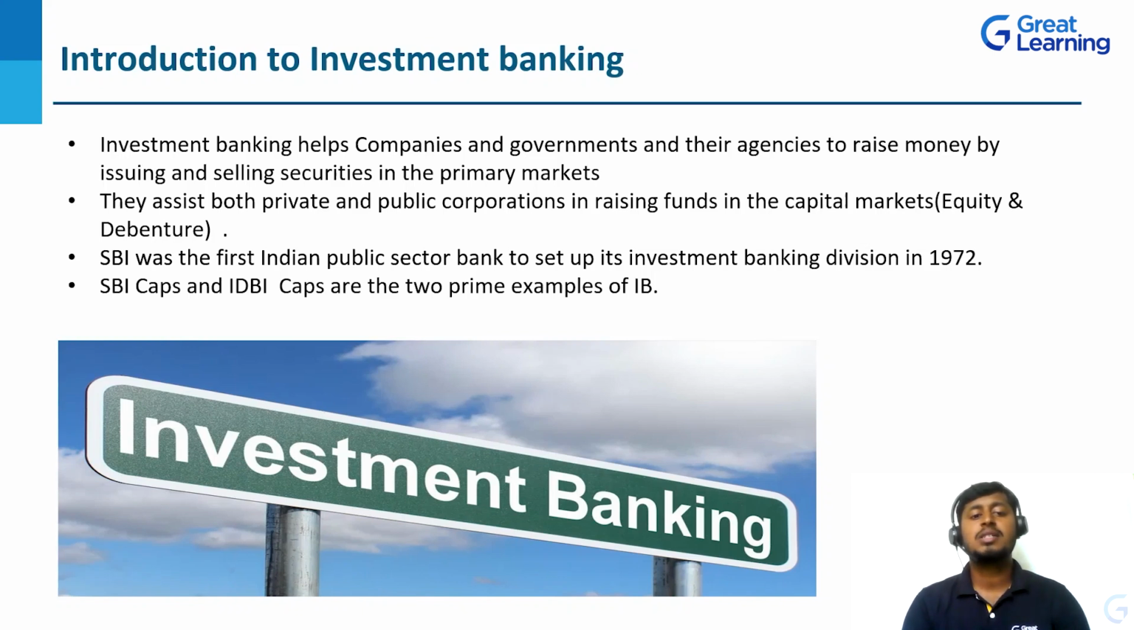Next, they assist both private and public corporations in raising funds in the capital markets, that is equity and debenture. So we know which securities they trade in the market, correct? Mainly equity shares and debentures are the main sources of funds for all organizations. Equity shareholders are the real owners of the organization, and debenture holders are the outsiders, or third parties, for the organization.